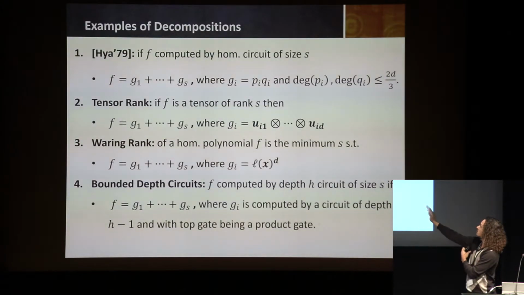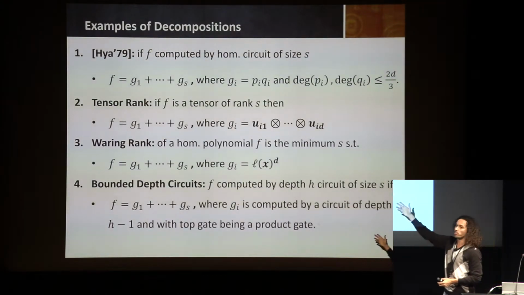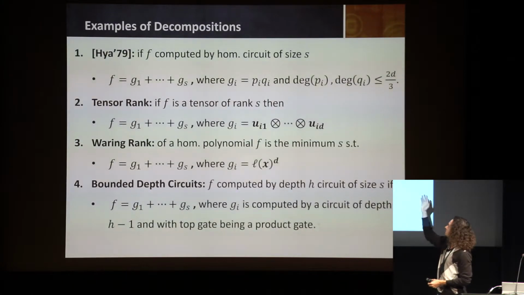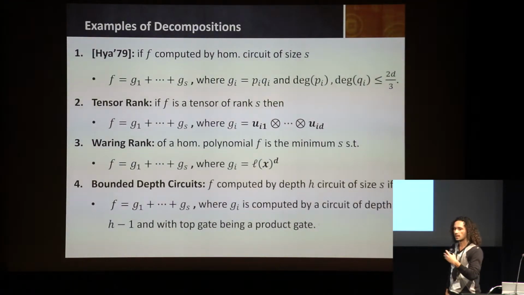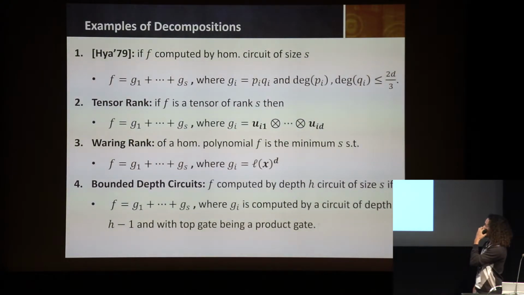Tensor rank is the one that you're most familiar with. If f is a tensor of rank s, then the decomposition is into rank 1 tensors. A rank 1 tensor is a simple object, and the rank is exactly the sum of s of them.